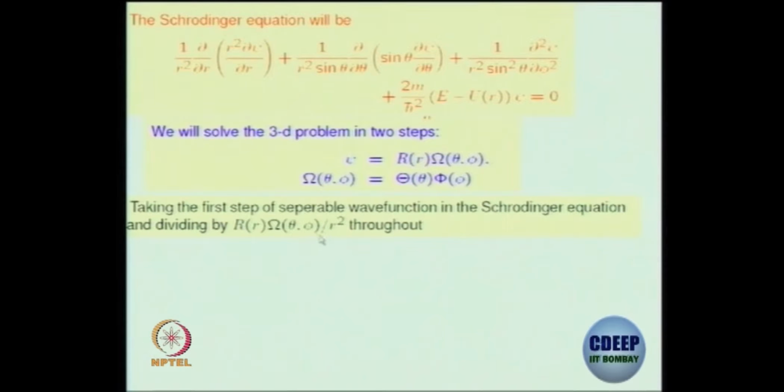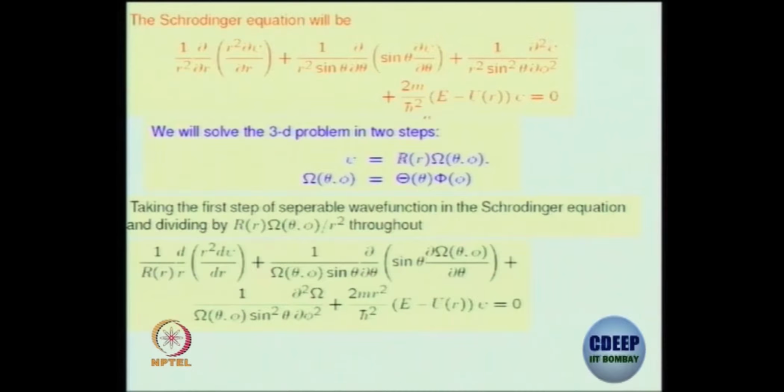Only thing is we are trying to divide by an r squared also, so that we get terms which are R of r dependent piece, Omega of theta phi dependent piece. This is the r dependent piece. How will you write? You will write this plus this last term to be some E1 times psi, and this plus this to be E minus E1, something like that. Okay, we can rewrite so that theta phi dependent terms are equated to r dependent terms.